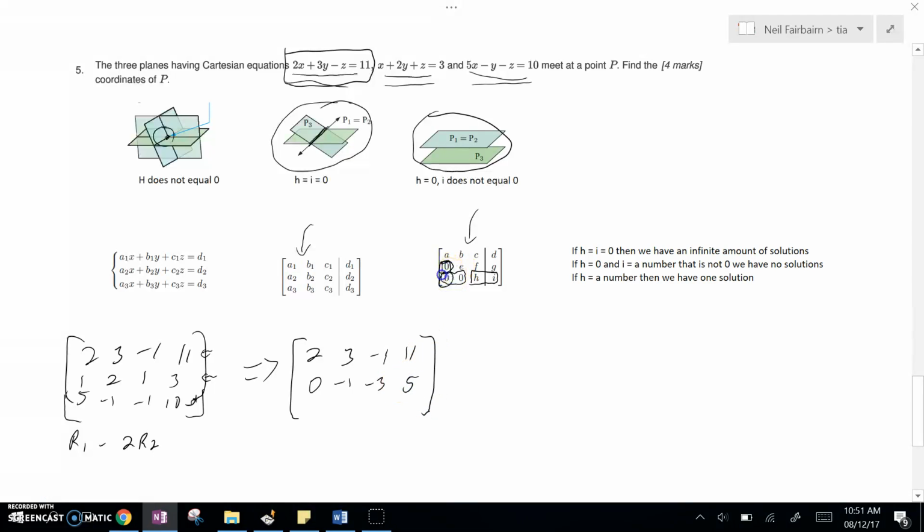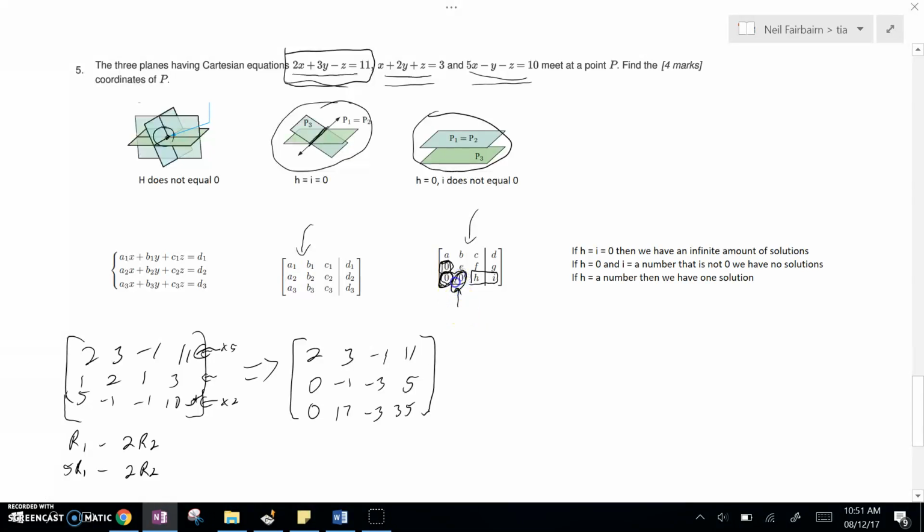Okay, now we're going to look at the next one. This one is a little bit harder because this row has got a 2 and this row has got a 5. So we're going to multiply this by 5 and this by 2 and then subtract them from each other. So we're going to have 5 row 1 minus 2 row 2. And what our numbers are: 10 minus 10 is 0. 15 plus 2 is 17. Next number is negative 3. And then 55 minus 20 is 35. Okay, hopefully I haven't made any mistakes.